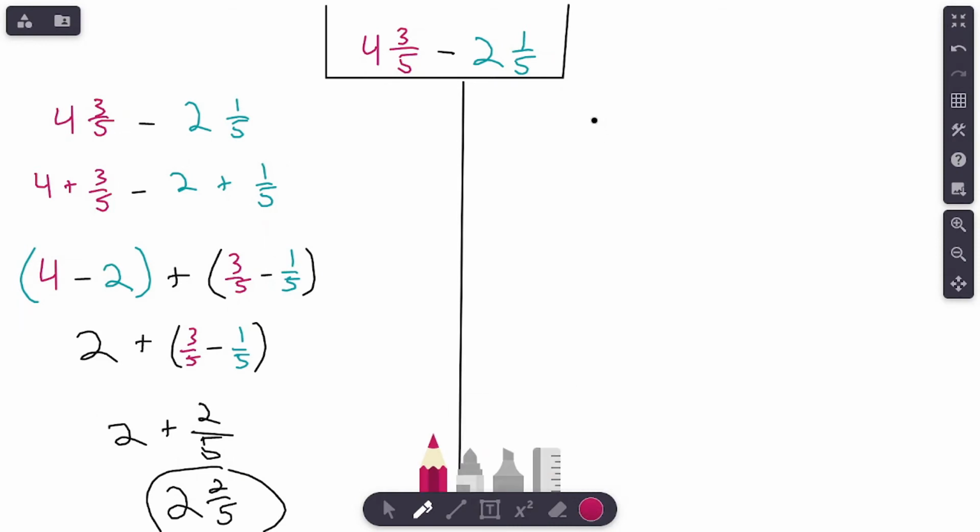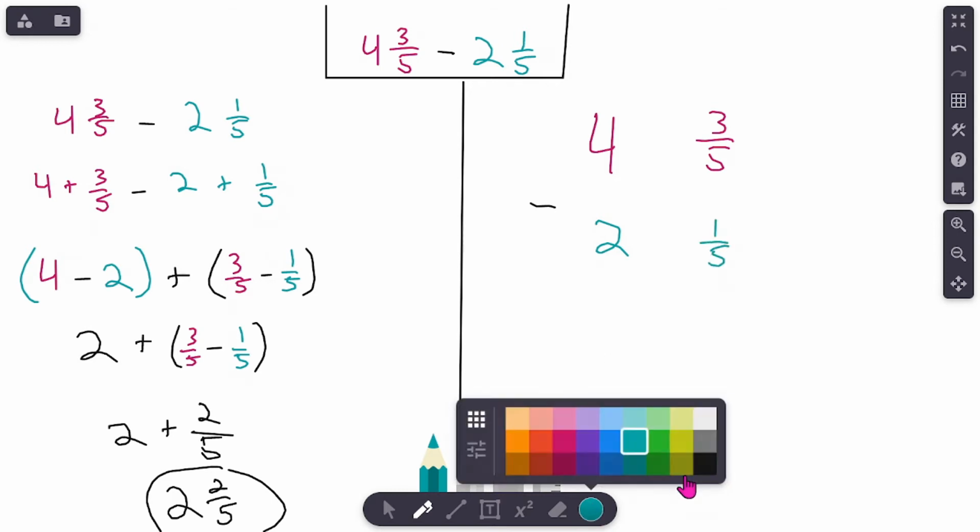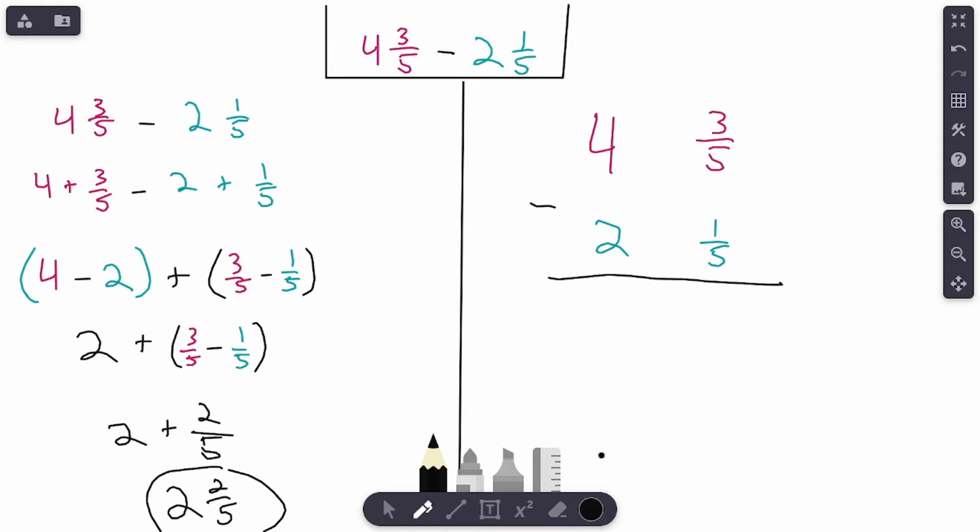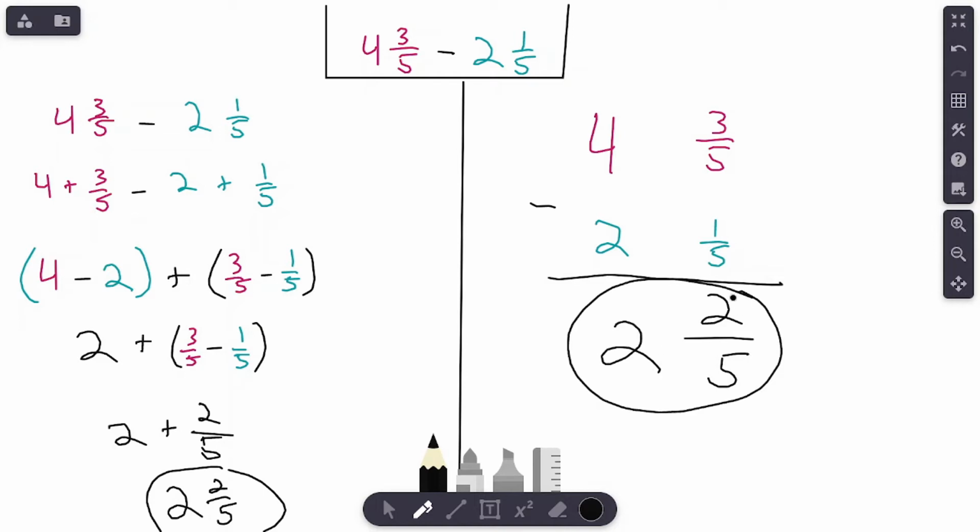Other strategy you could use is you take your whole numbers and your fractions, and you're going to write them over the top of each other just like you would with a normal subtraction problem. So I put the whole numbers together, I put the fractions together. Now I'm going to subtract. Let's subtract the fractions first. 3/5 minus 1/5. Well, 3 minus 1 is 2. Denominators stay the same. Now subtract the whole numbers. 4 minus 2 is 2, and you're getting an answer of 2 2/5.